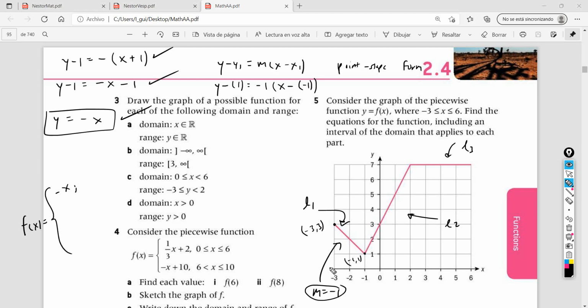over what part of the domain? From -3 to -1. I'm going to include the -3, and I'm going to exclude the -1. Okay, why am I excluding the -1 in here? So that the next part of the function, which is this one, can start from -1, including, and then exclude this point, right? Like something from minus 1 including and then excluding the number 2, right?